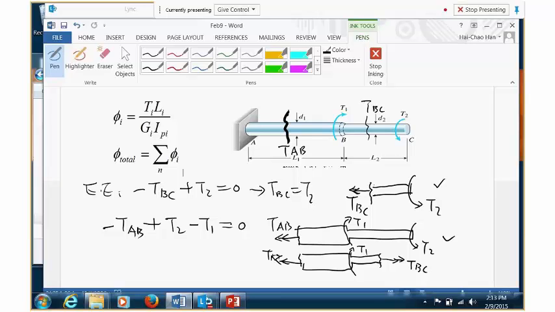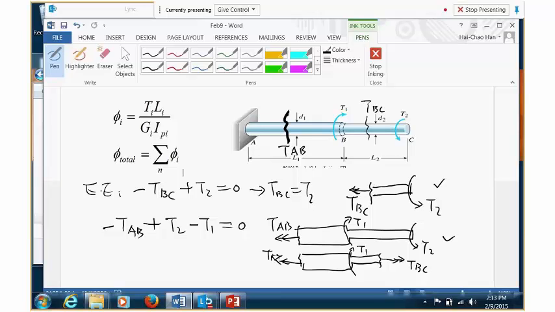Okay, so here we always have a positive pair. In statics, we never talk about a positive pair, because here you have to have a pair to generate deformation. Otherwise, if you just apply one, there won't be deformation. It will be just rotating, spinning up, right? Acceleration. All right? Yes? So T2 is equal to T1 and TAB. T2 is equal to, yeah, that's right.